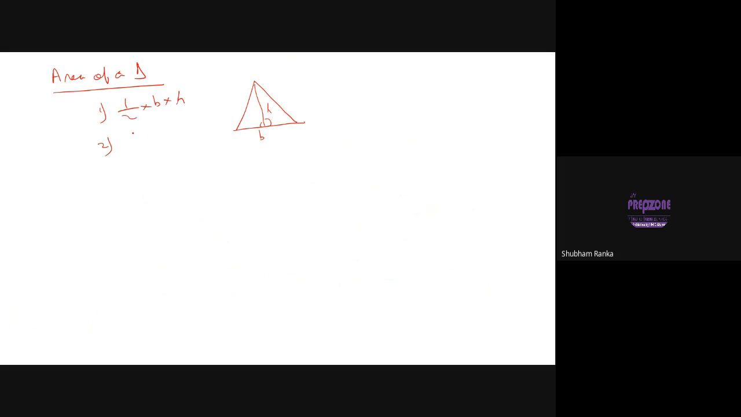Second is half AB sine C, or half BC sine A, or half AC sine B. Again, this refers to our standard diagrams of A, B, and C. Half AB sine C would be around this, BC sine A around this, sine B around this. All these three represent the area.